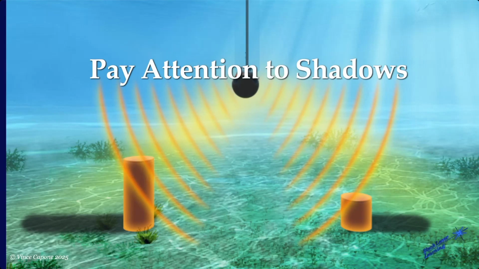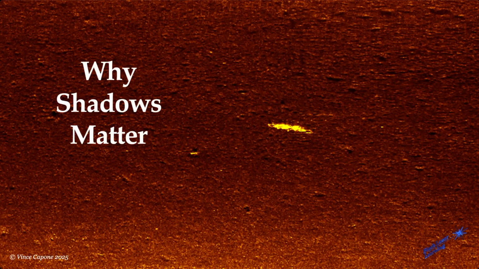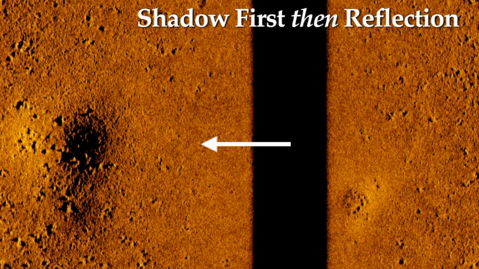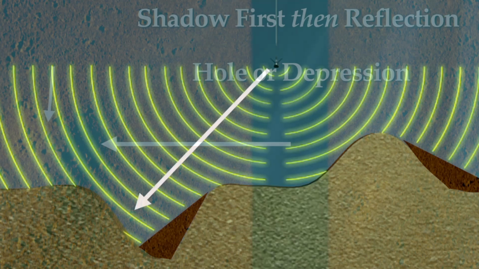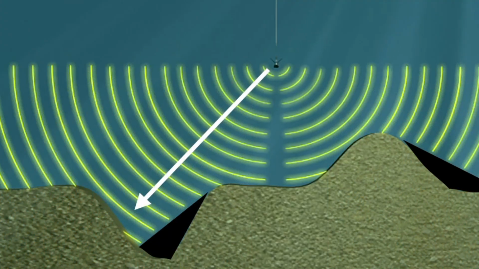Why do shadows even matter? Why are they so important? Shadows provide the sonar analyst with vital information when analyzing sonar data. Would we have known this was a bicycle without the shadow? Shadow first, then reflection indicates a hole or depression; a raised object works differently.